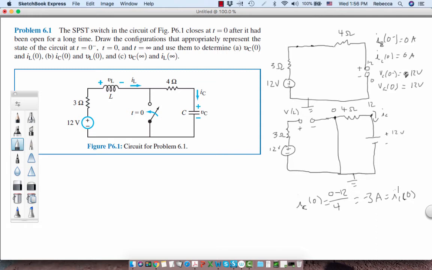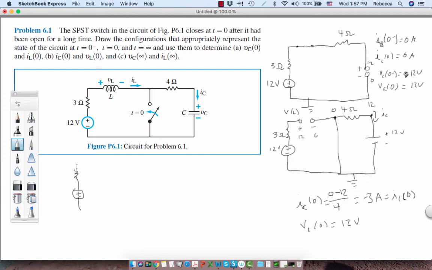Now let's take a look at our inductor and find out what its voltage is. So this side is 0 and this side is 12 from our voltage source. So the voltage on our inductor at time t equals 0 is 12 volts. Alright, now we need VC at infinity and IL at infinity, so let's draw the circuit as it looks at infinity.